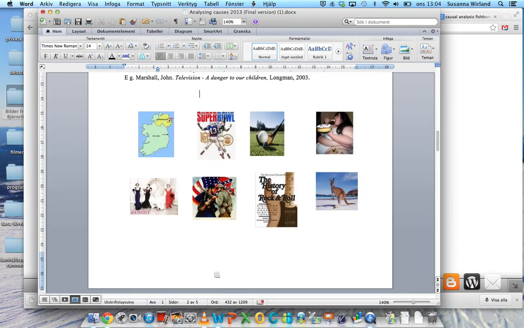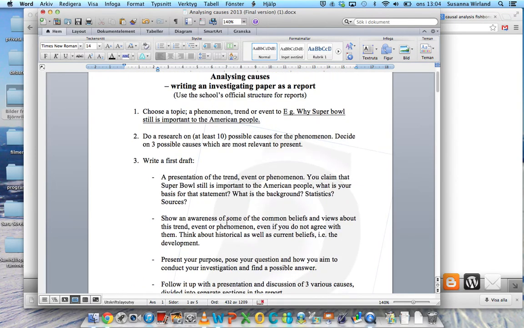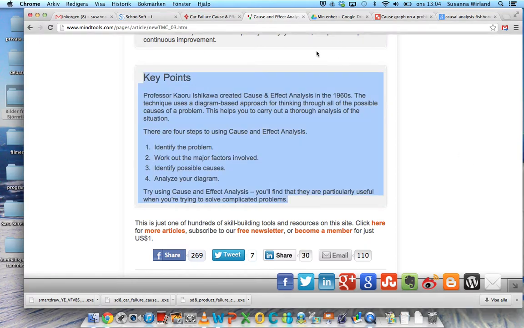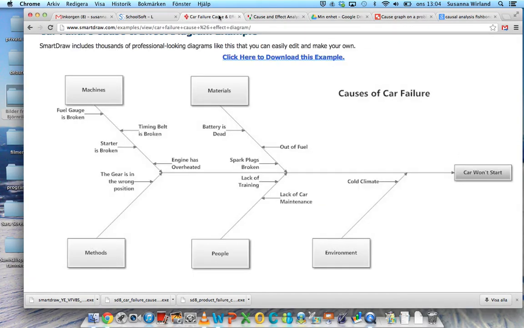And this is then the document that I have shared with you. And as you see on number 1, you are to choose a topic, a phenomenon, or trend, or event. And a possible question is why Super Bowl still is important to the American people. And that is quite a big problem. So to understand how you can use the fishbone diagram or the graph, I am going to show you a much simpler problem, maybe not that simple, but easier to understand the graph from.